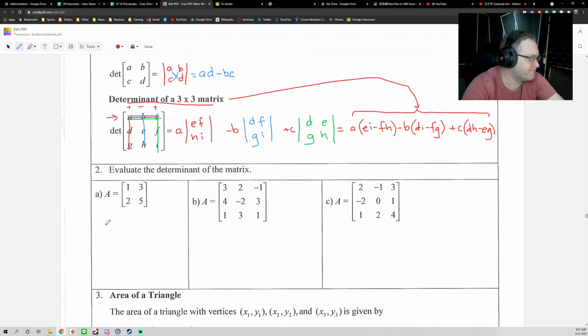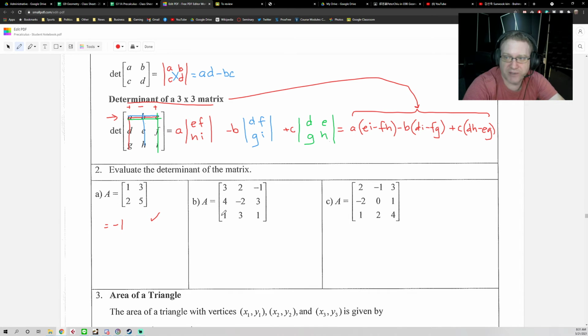So let's look at A. I'm not even going to write it all out. We're going to do 1 times 5, which is 5, and then we're going to minus 3 times 2, which is 6. So it's going to be 5 minus 6, so this is just going to be negative 1. All right? That's it. We're done with this one.